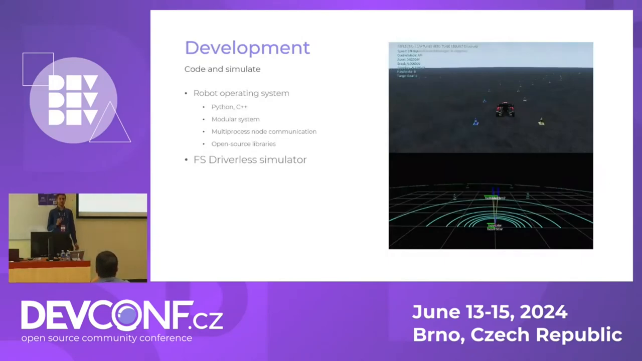Let's look at how we developed the system. We used the Robot Operating System platform to develop the pipeline. The main reason we chose it is that it's a modular system, so we can write each module separately and then connect them together and test them. Each module can be written in Python or C++, depending on whether you want the best performance for that part of the pipeline, or you want it simpler and faster to develop.